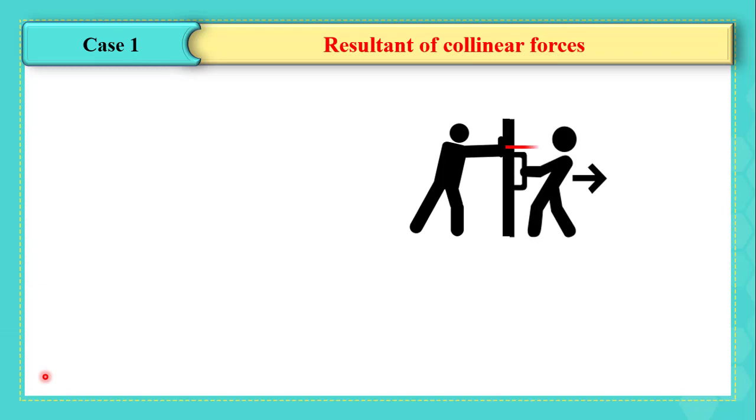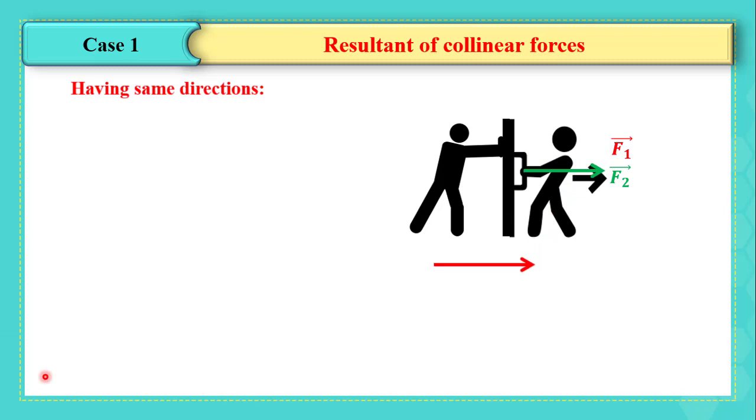Consider a man pushing a door with a force F1 and another man pulling the same door with a force F2. Note that the two forces are applied on the same line of action, which is a horizontal line. Also, the forces are applied in the same direction, which is to the right in our case. Then, we will consider a special case of collinear forces, those applied in the same direction. Now, as we've said previously, we consider the door as a particle and we represent the two forces acting on the door on the same point.